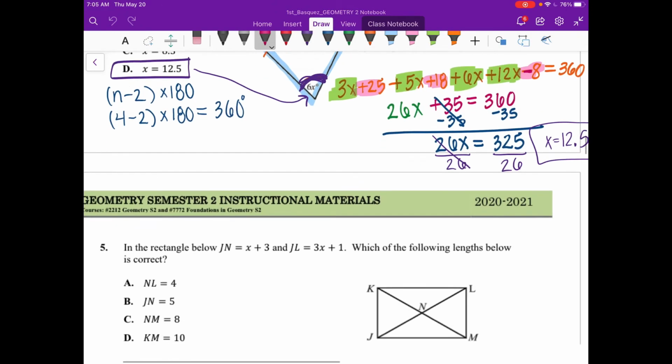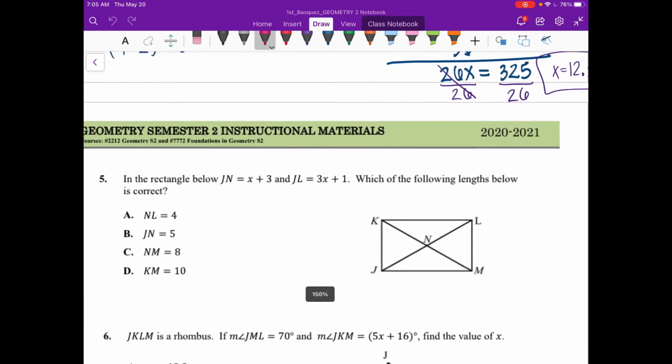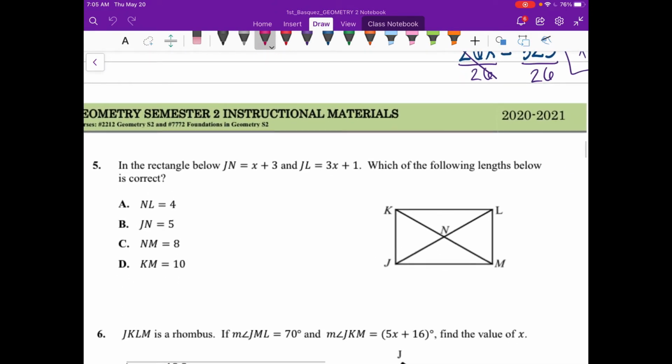Going on to question number 5. In this rectangle, JN is x plus 3, so I'm going to go ahead and label that first. J to N is x plus 3. J to L is 3x plus 1. So from J all the way over to L is 3x plus 1. Which of the following lengths below is correct?